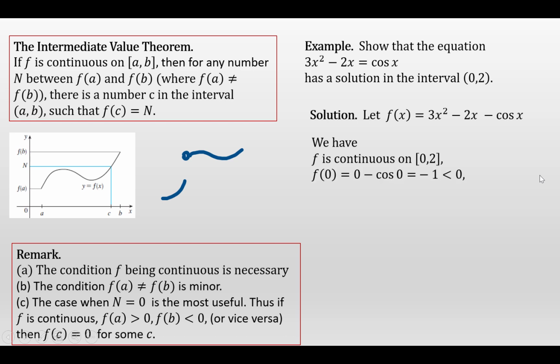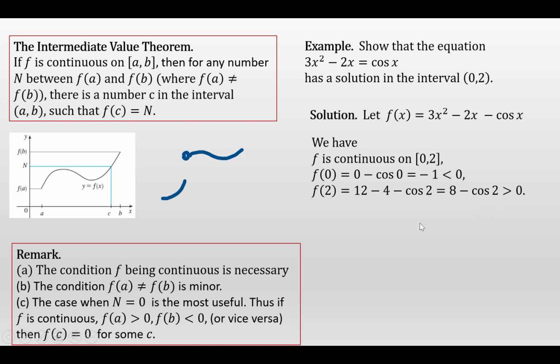Next, we compute f(0) and then compute f(2). f(0) is equal to 0 minus cosine 0, but cosine 0 is equal to 1. So we have minus 1, which is negative. f(2) is equal to, so substitute 2 here, you get 12, and then minus 4, and then minus cosine 2. That is equal to 8 minus cosine 2. Although we don't know exactly what cosine 2 is, we know this is at most equal to 1. So this whole thing is bigger than or equal to 8 minus 1, which is 7, which is positive.